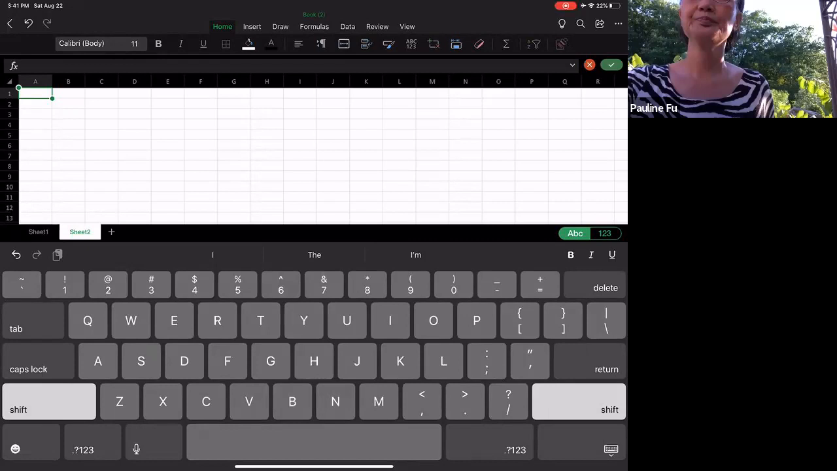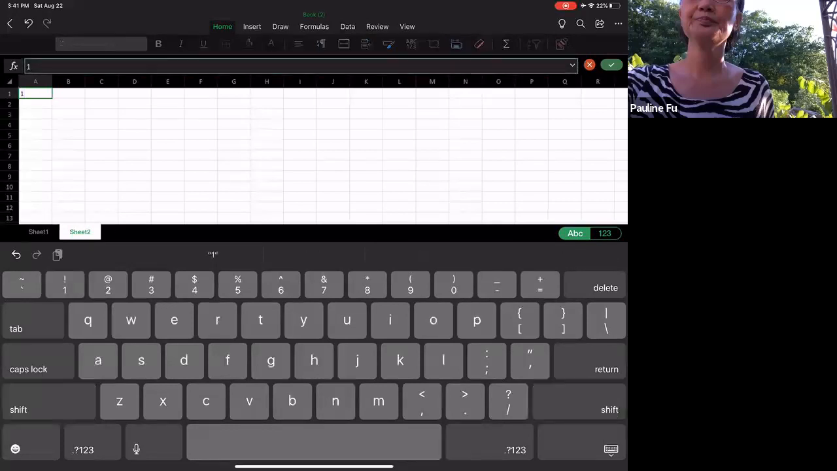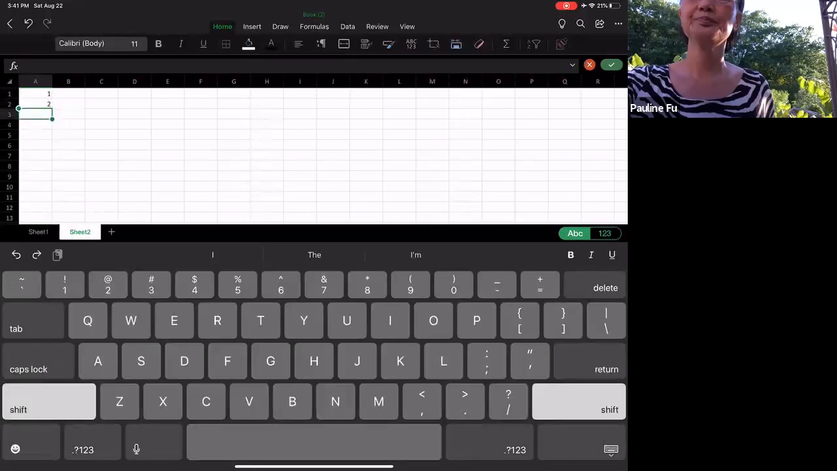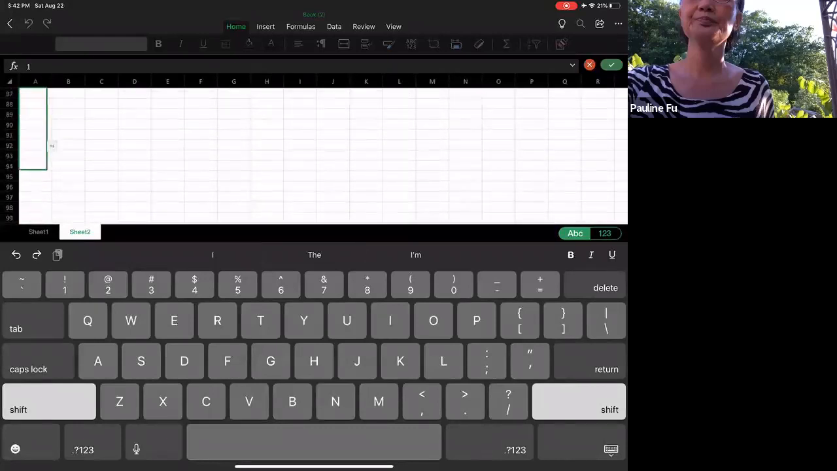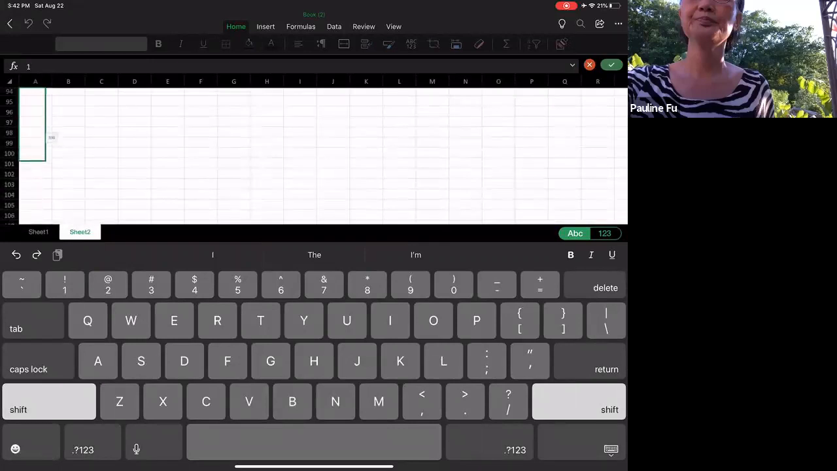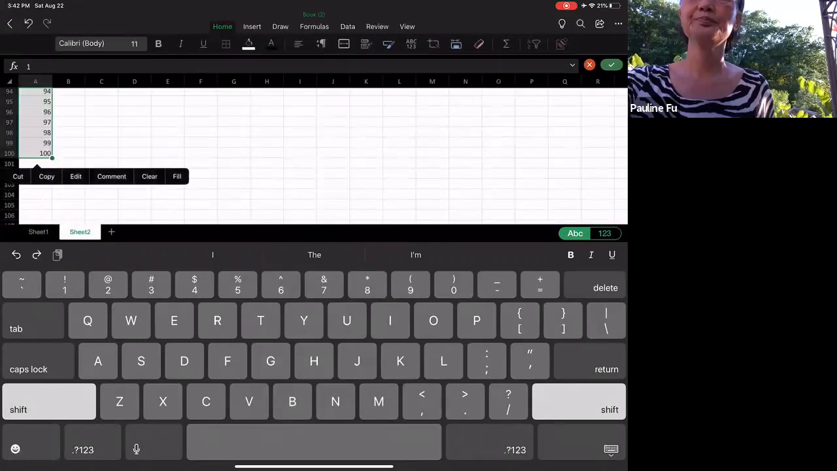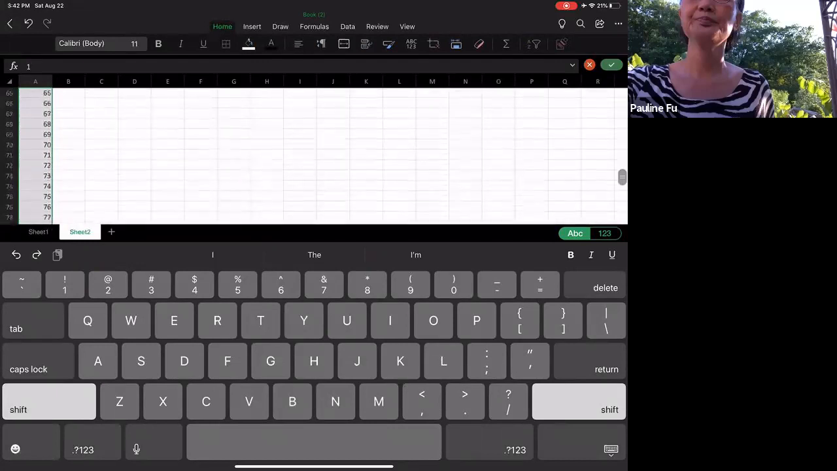Step 1, we give those 100 students a number. So start with number 1 and number 2. So each student has a number until we have 100 students. Now I created 100 students, okay? Each student has a number.